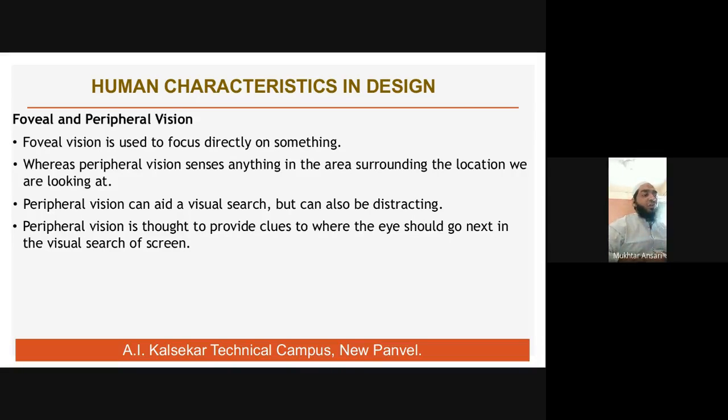So peripheral vision is thought to provide clues to where the eyes should go next in the vision. We can take this example, or we can take one example of a website or an application. Okay, so we have a website. In that particular website, our website will guide us where we should go, or what should be the next click. मतलब ये पर्टिकुलर स्क्रीन के बाद में where should I go? So something will be provided to you.